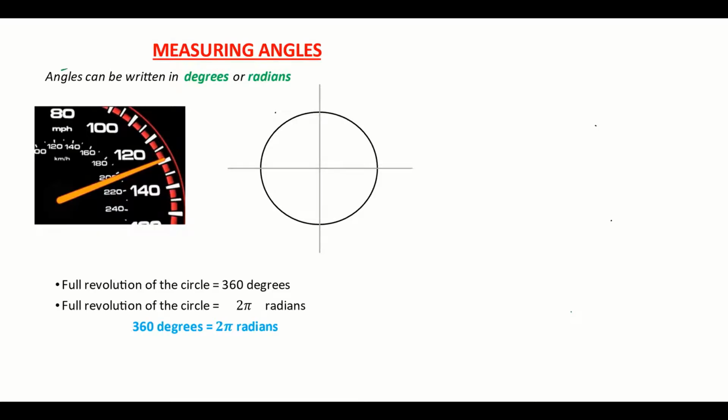This video we're just looking at different ways of measuring angles. So we have seen before that a full revolution of a circle is 360 degrees. That's something we would have learned perhaps in primary school, or as one of our axioms it's assumed to be true, 360 degrees in the full revolution.